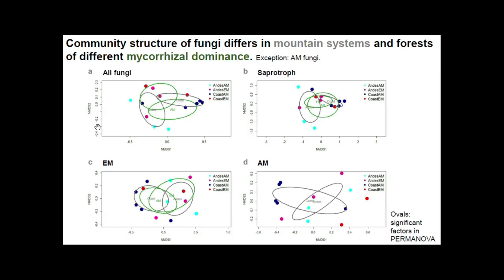Then we can compare the different community structures of the different fungal guilds: first all fungi, and then saprotrophic, ectomycorrhiza, and arbuscular mycorrhiza. We can run a PERMANOVA to see how these factors, basically the mountain system, Andes or coast, or the forest type, ectomycorrhiza or arbuscular mycorrhiza, structure these different communities. For all fungi, saprotrophic and ectomycorrhiza, both the mountain system and the forest type are important in structuring the communities, but in arbuscular mycorrhiza, just the mountain system structures these communities.